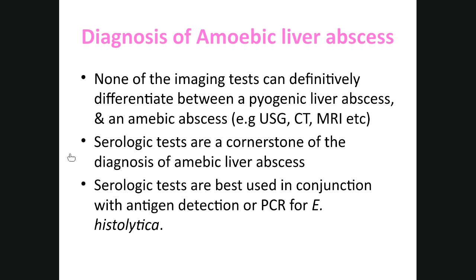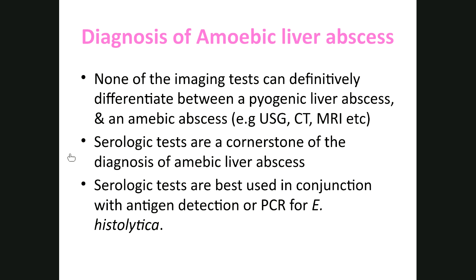You will not find cysts in this anchovy sauce. If you are lucky, you may find some trophozoites, but usually the trophozoites are not present in the necrotic material. This is actually the necrotic liver material which comes out when you suck through the needle. The vegetative forms are present in the abscess, and these vegetative forms are very tightly associated with the wall of the abscess.